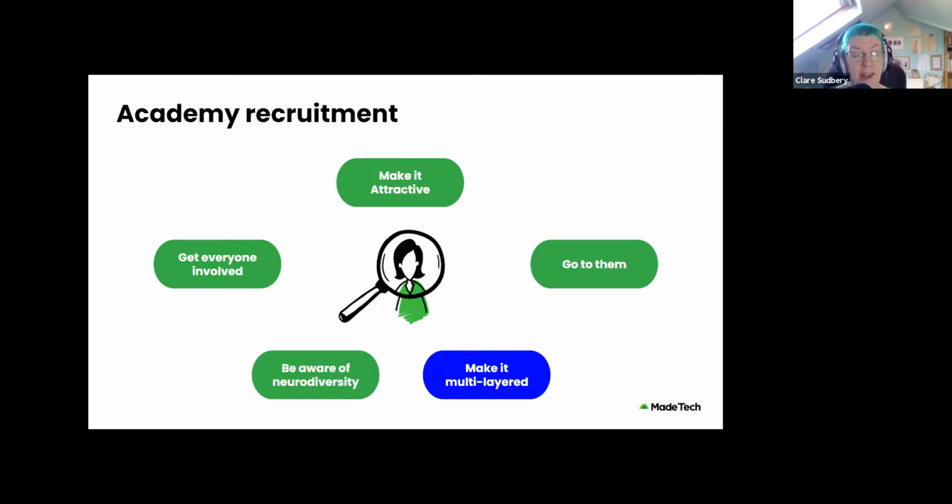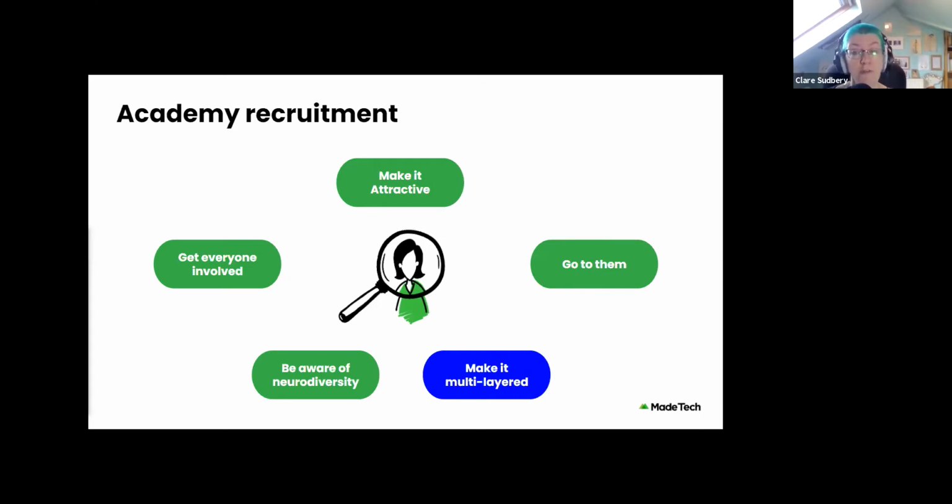And then the next principle that we follow is that we make the whole recruitment process multi-layered. And what I mean by that is that there are several steps in the process. Now, part of that, being perfectly honest, is that we do want to dissuade people who aren't prepared to put a certain amount of effort in.